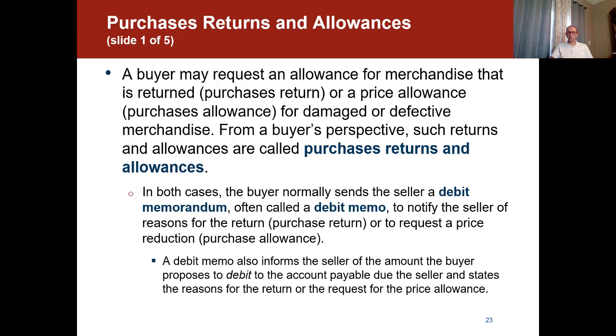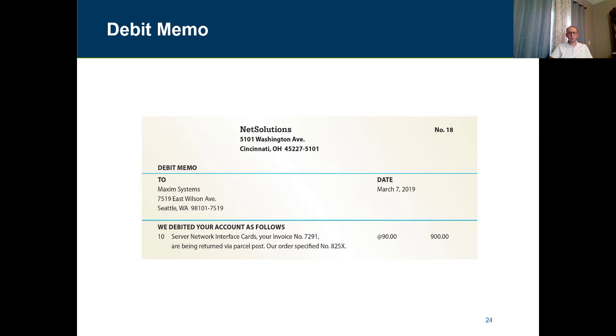So debit memo also informs the seller of the amount the buyer proposes to debit to the account payable due to the seller and states the reason for the return or the request for the price allowance. So let's see how a debit memo would look like. So here we have our company, Net Solutions, and here's our address, and we have the debit memo to Maxim Systems, and this is their address, and this is a different company, and we have here the date we're returning something, and we debited your account as follows. And you can see that we have a description, the unit price, and the total value that we're proposing to debit.